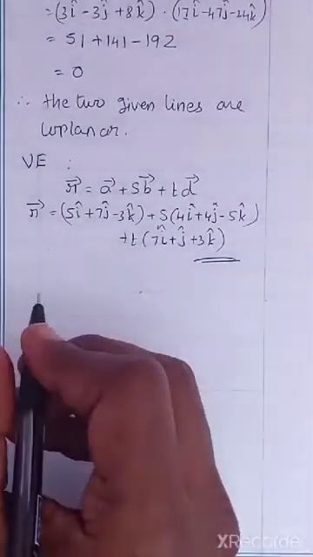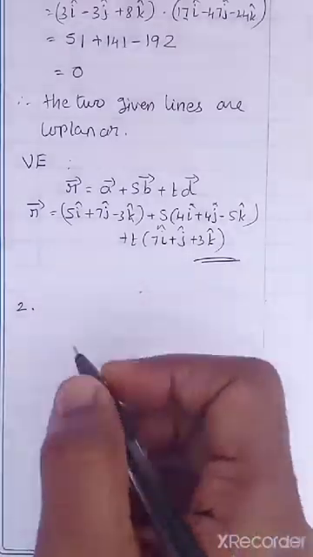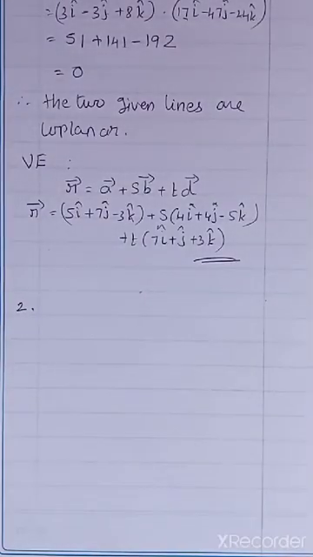Is that clear? Okay. So take your second question. It is given that, show that the lines are coplanar.